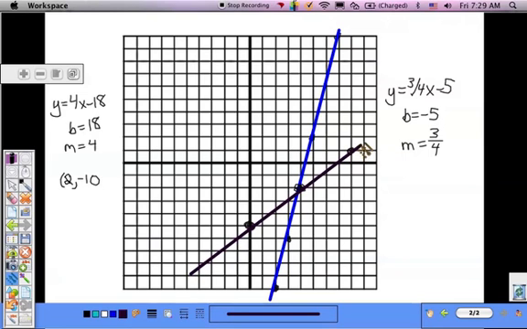Now, remember our solution is that coordinate where it crosses. So our solution would be 4, negative 2 is our solution to this system.